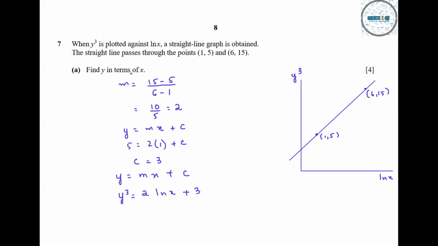Now we have to write y in terms of x. So it means that we have to remove this cube from here. If we have to remove this cube, we will take cube root on both the sides. So this will become cube root of 2 ln x plus 3. And here cube root and cube will cancel out. So we have the equation y is equal to cube root of 2 ln x plus 3.